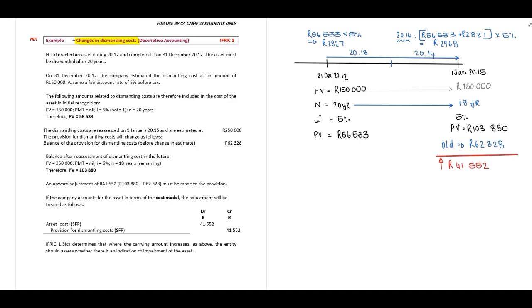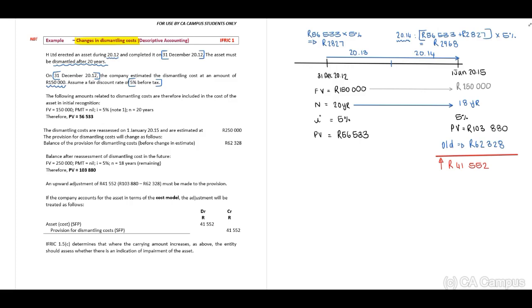H Limited erected an asset during 20.12 and completed it on 31 December 20.12. The asset must be dismantled after 20 years. On 31 December 20.12, the company estimated the dismantling costs at an amount of 150,000, assume a fair discount rate of 5% before tax, and the year end of our entity is 31 December.